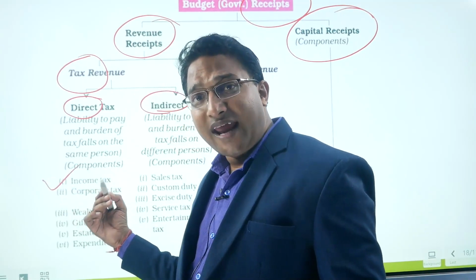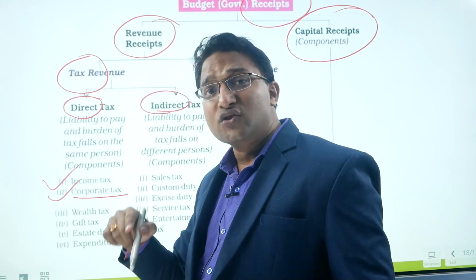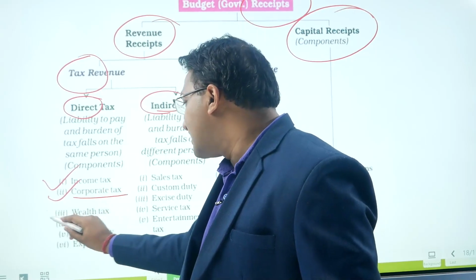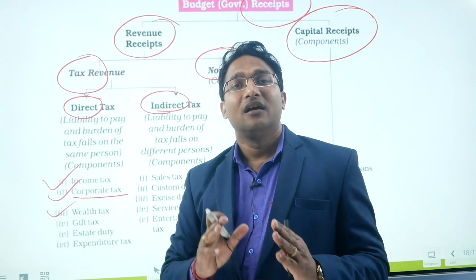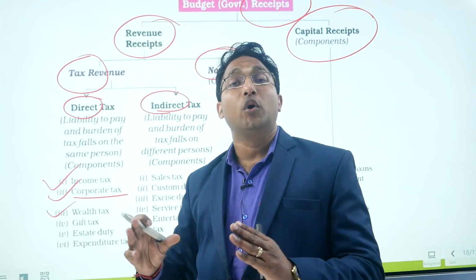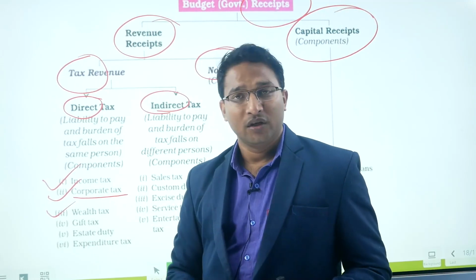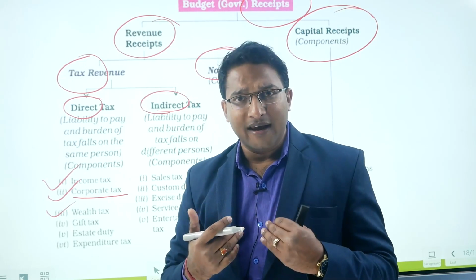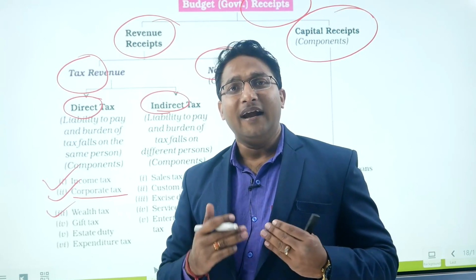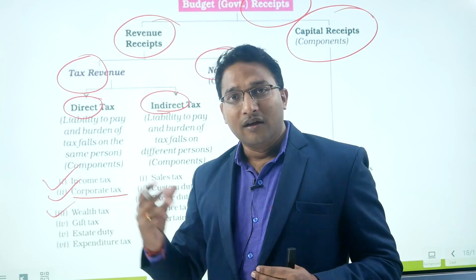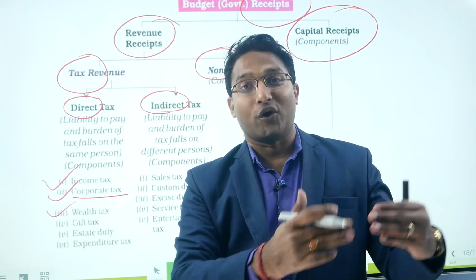The best example is income tax. So income tax is tax on the personal income. Corporate tax, that is income tax on the income of the companies, wealth tax, etc. Another is indirect tax. In case of indirect tax, the liability and the burden are on two different people. The best example these days is goods and services tax. So I am the coaching institute, you pay me GST, and I pay to the government.